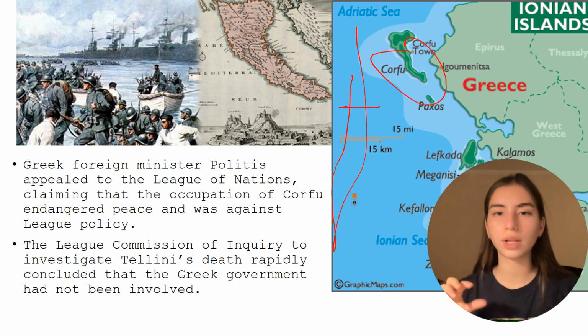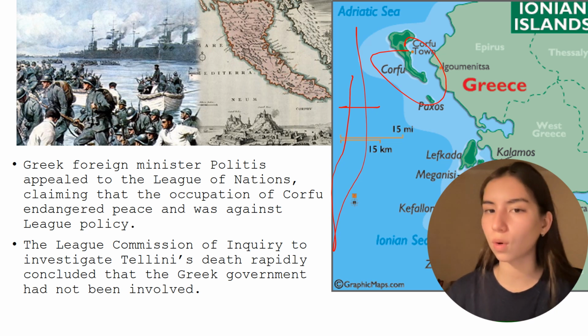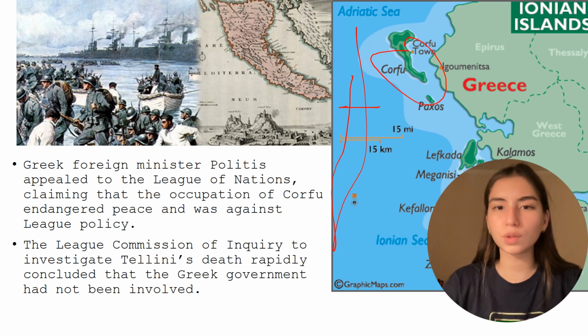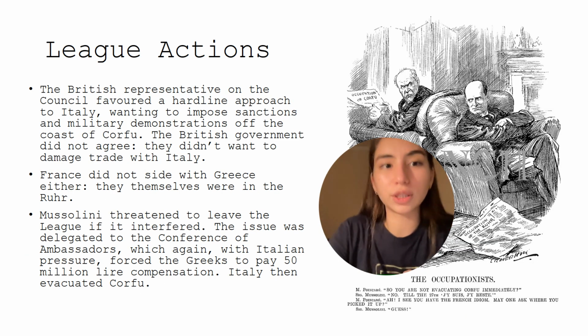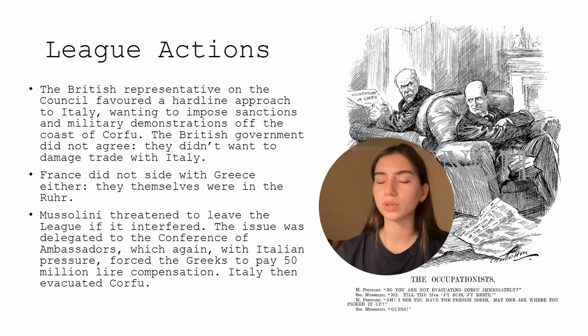And now the League is faced with a task. What are they going to do about Italy invading Corfu without their approval, without a good reason to do so, and against League policy? Well, what does the League do? There's some dispute within the League on what to do with Italy. In fact, they can't really agree, and so in the end, spoiler alert, they don't really do anything.